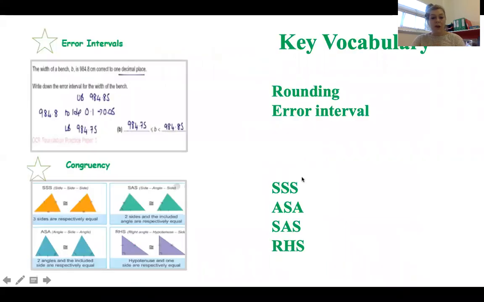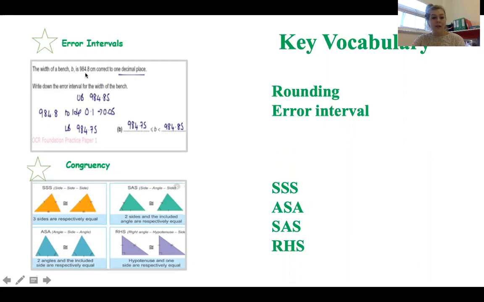So looking at the first two, error intervals and congruency. Error intervals is the range of values in which a precise value could be. So you're looking at the upper and the lower bounds of something when it's already been rounded. So you're working backwards with your rounding skills here to identify the error interval.